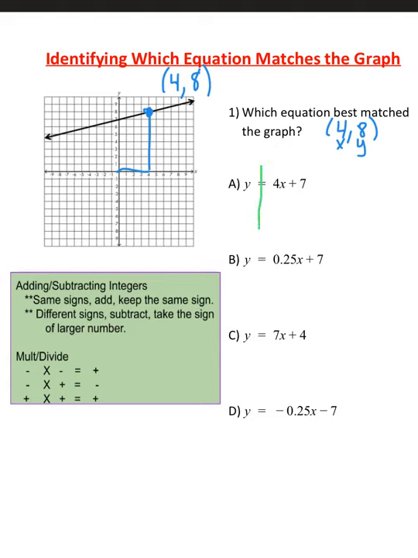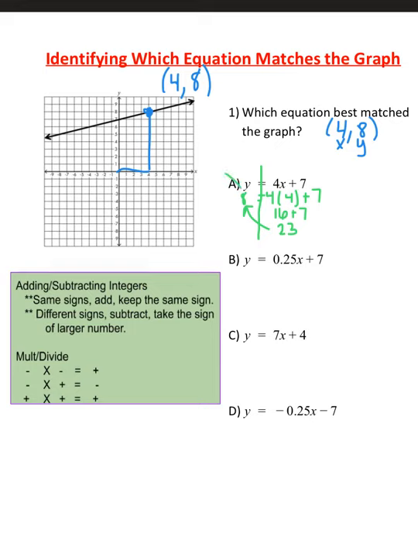So on the first answer choice, I'm going to go ahead and substitute in my y value, which is 8, equals 4 times my x value of 4 plus 7. Then I'm either going to type this whole thing in or piece by piece. So 4 times 4 is 16 plus 7, and if I add that up together I get 23, and 23 does not equal 8, so that would not be the answer.